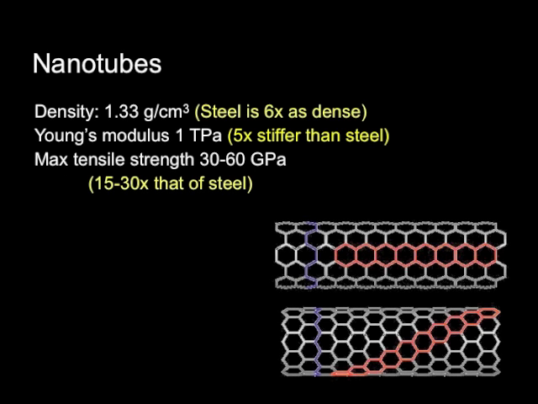Carbon nanotubes have some really interesting structural properties. Among other things, they are known to have 300 times the strength-to-weight ratio of steel. Steel is 6 times as dense as a carbon nanotube, and yet nanotubes are 5 times stiffer than steel. The maximum tensile strength of a carbon nanotube is 15 to 30 times that of steel, ranging between 30 and 60 gigapascals.